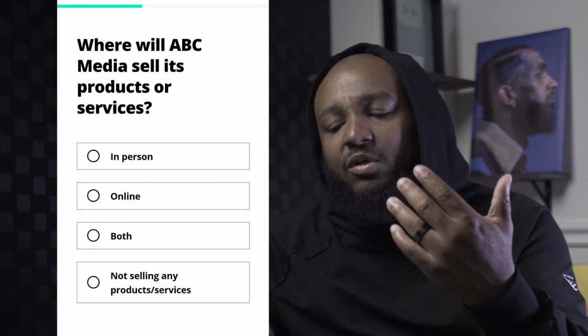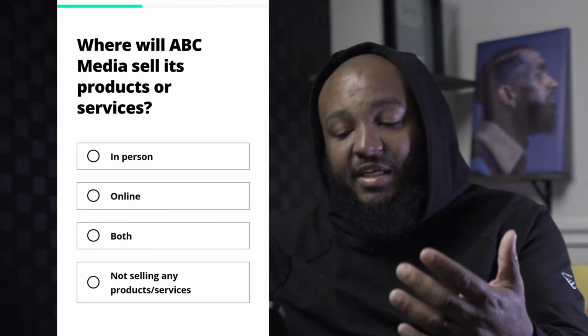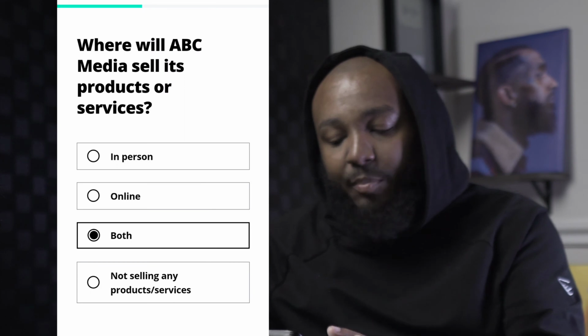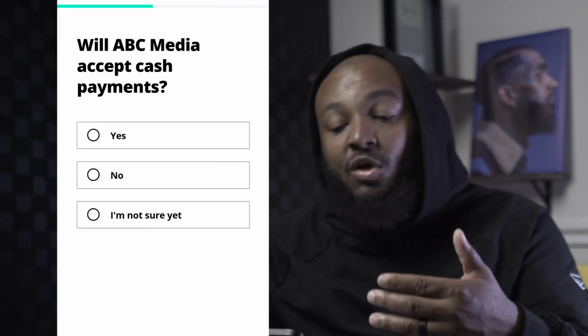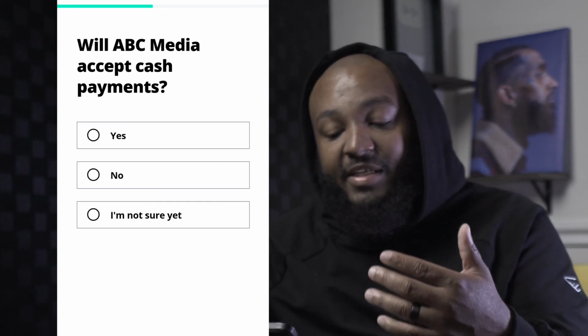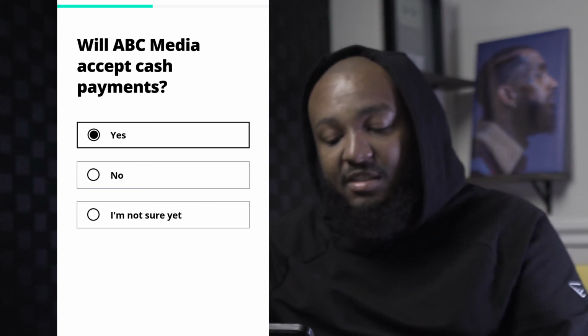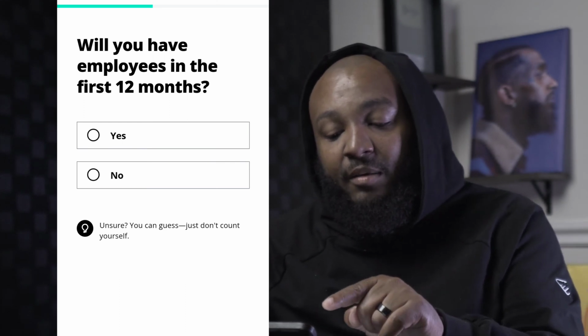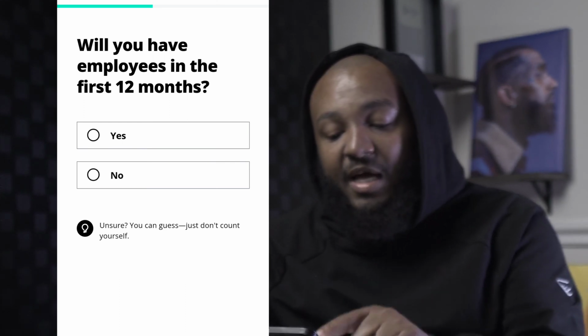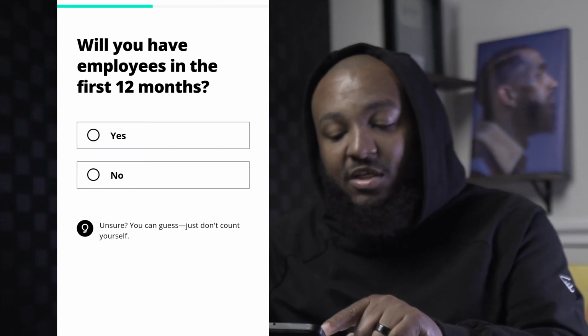And it says, where will ABC Media be selling products and services? I'll put both online and in person. Go to the next page. Will ABC Media accept cash payments? Let's put yes. Next page says, will you have employees within the first 12 months? I'll put yes.